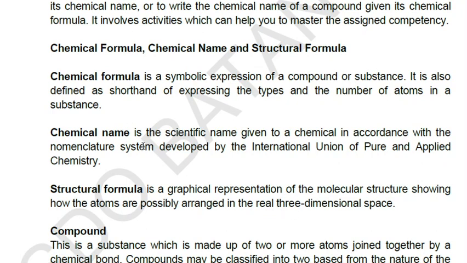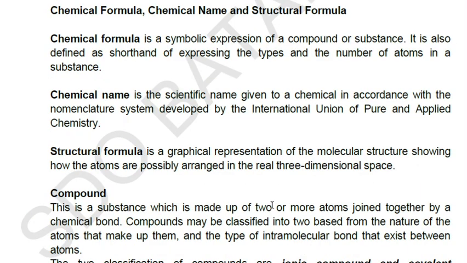If we have a chemical formula, we also have what we call a structural formula, which is a graphical representation of the molecular structure showing how the atoms are possibly arranged in real three-dimensional space. So given a chemical formula, we can make a structure of that formula, which is a 3D space representation of the given chemical molecule.